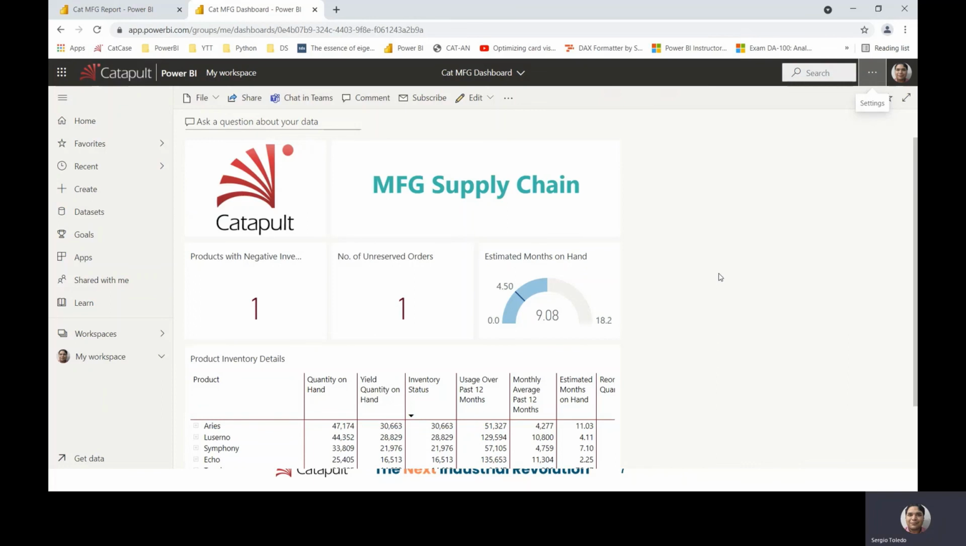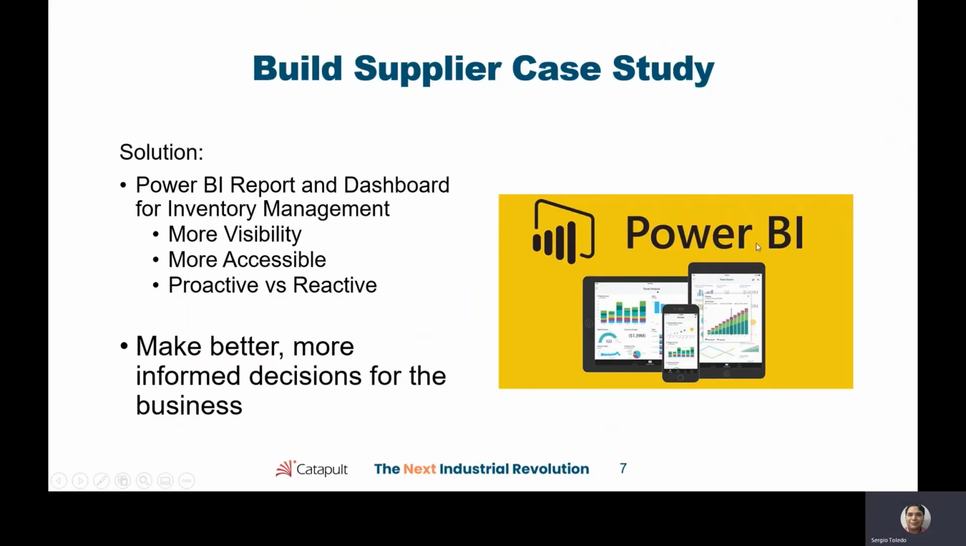We want you to be able to make use of the data that you have, and Catapult Systems can help you do that. So again, Power BI is a very useful tool to make inventory management more visible, more accessible, make the business more proactive, and make better, more informed decisions.